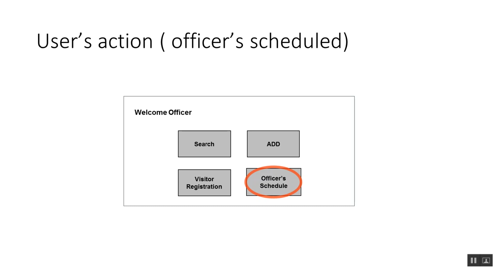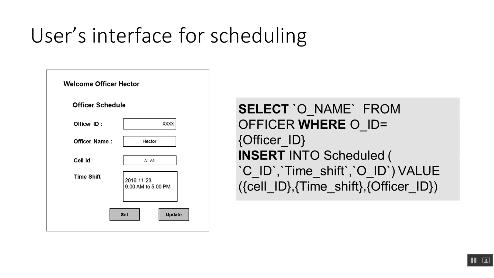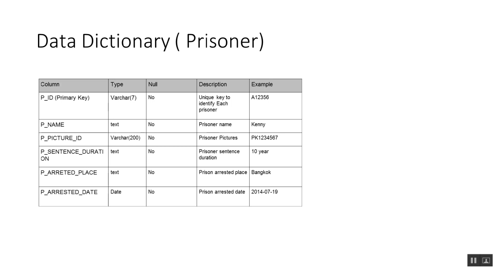When the officer wants to look into the officer schedule, this is the interface of the scheduling. So they can see the officer ID, name, cell ID they are in charge of, and time shift they are working. And if they want to insert, they click set all. If you want to update, you click update, so the information will be updated to the database.